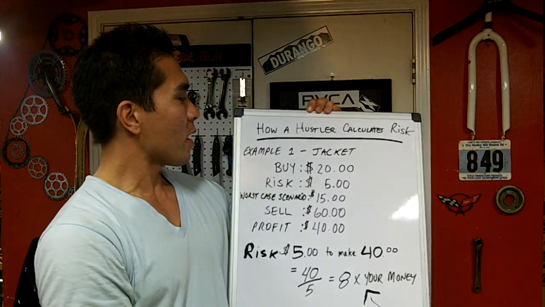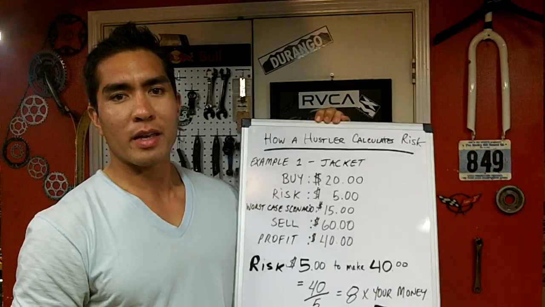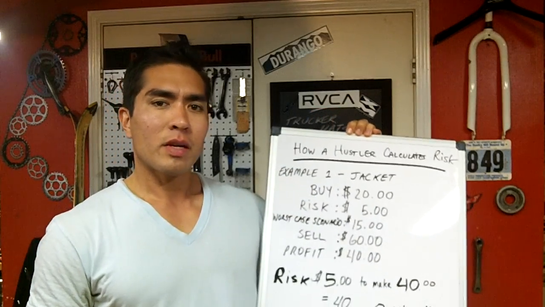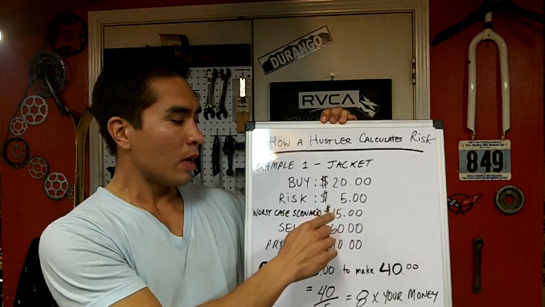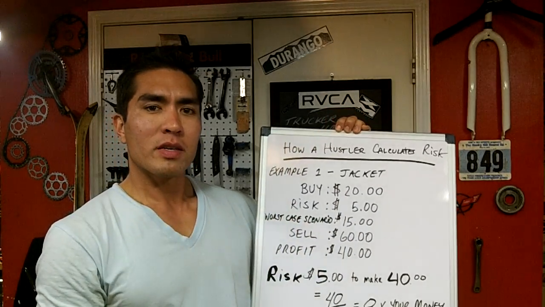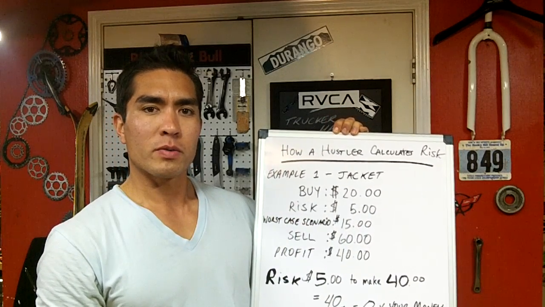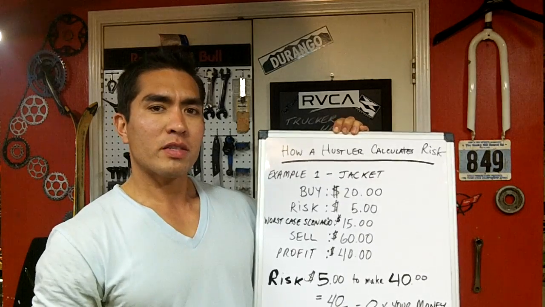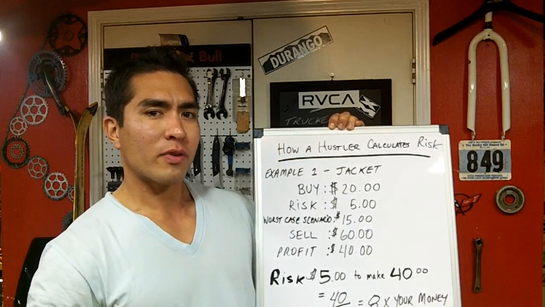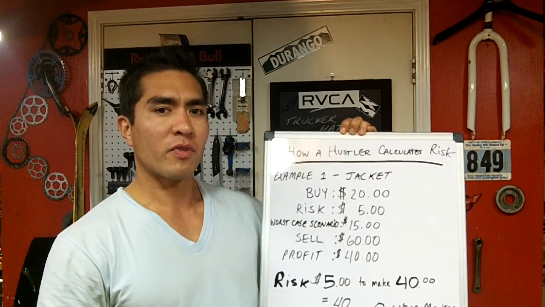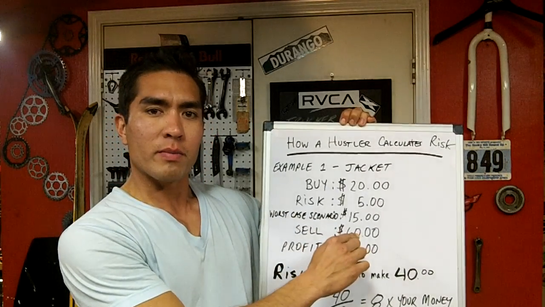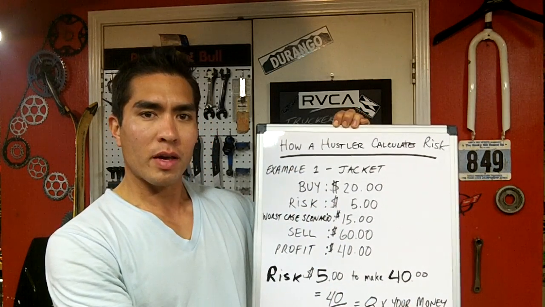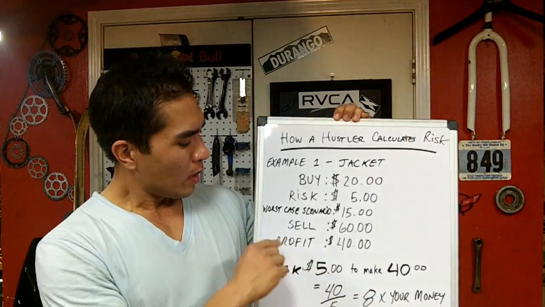We're going to take it from a simple example of a jacket that I had about a month ago, that I bought for 20 bucks, and my risk was about $5 of the $20. Which means worst case scenario, am I gonna sell that jacket for nothing and just donate it? No. Am I gonna sell it for $5? No. Worst case scenario, I'm gonna sell that jacket for like 15 bucks, if everything goes wrong.